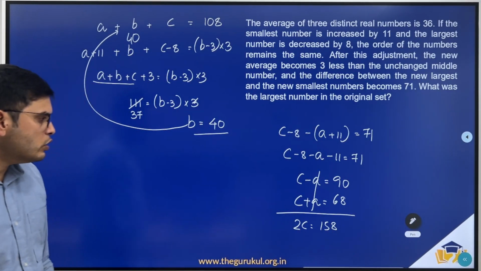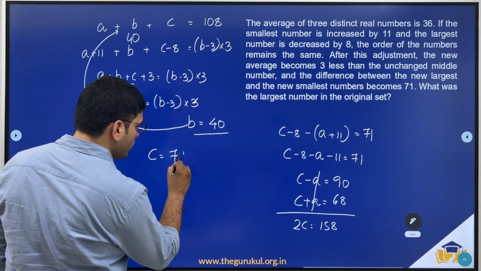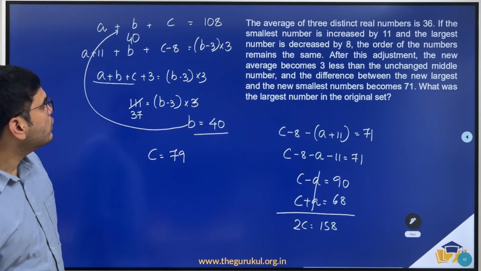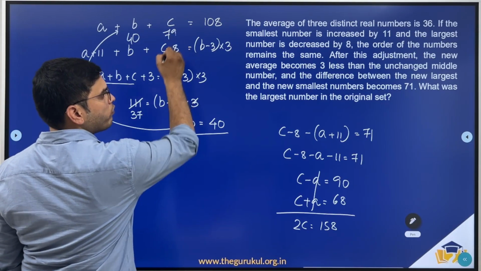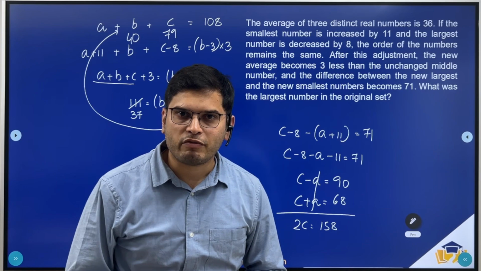158, right? So if 2C is equal to 158, C is equal to 79, right? So the value of C is 79. Now what was asked? What was the largest number in the original set? 79 becomes the answer to this question.